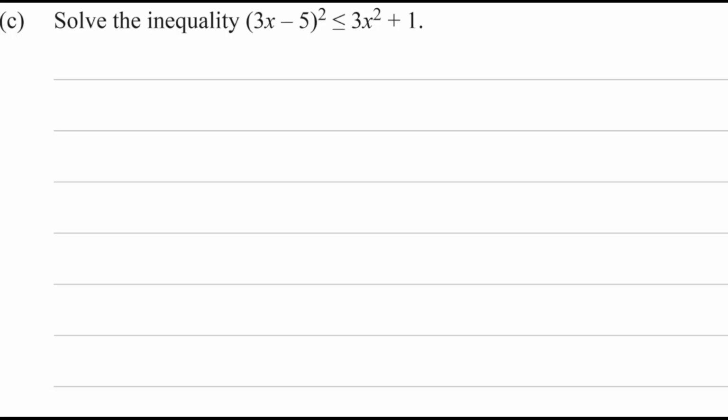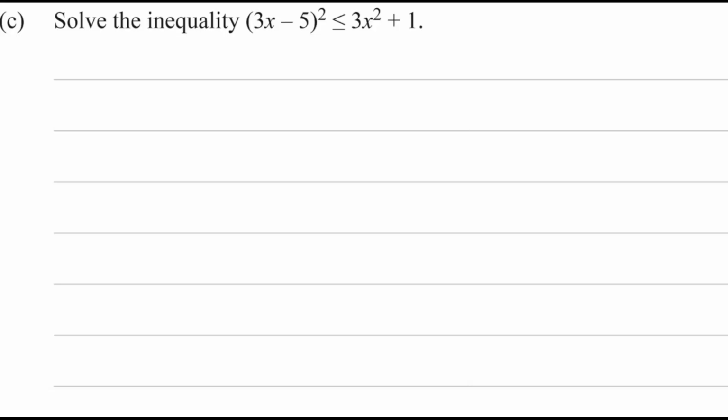Solve the inequality (3x − 5)² ≤ 3x² + 1. So solving an inequality, we're in this case solving for x. So we need to find the values of x so that this left-hand side is less than or equal to the right-hand side. For example, if you have no idea where to start, we could just take a guess just to see what it looks like. It won't be extremely helpful, but it's good to try.